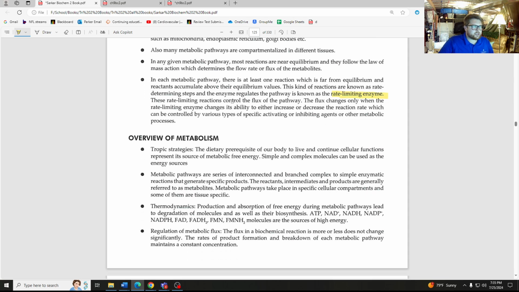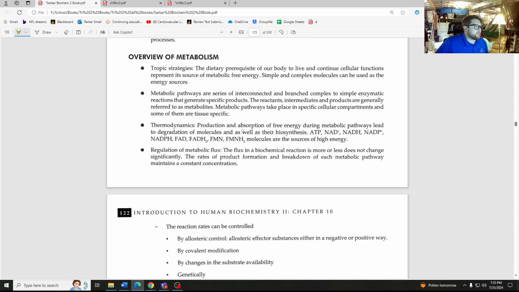These rate-limiting reactions control the flux of the pathway. They control the flow of the pathway. The flux changes only when the rate-limiting enzyme changes its ability to either increase or decrease the reaction rate, which can be controlled by various types of specific activating or inhibiting agents or other metabolic processes.